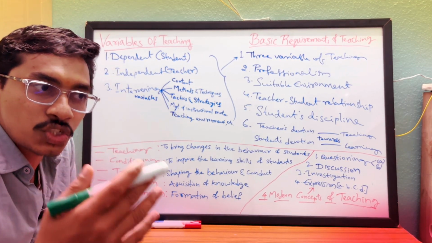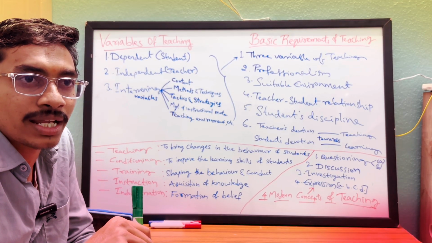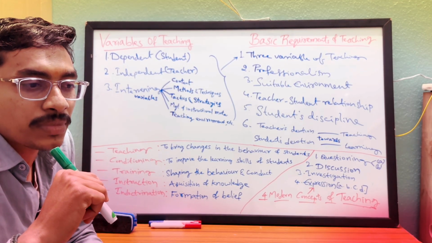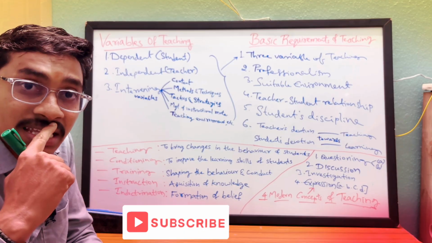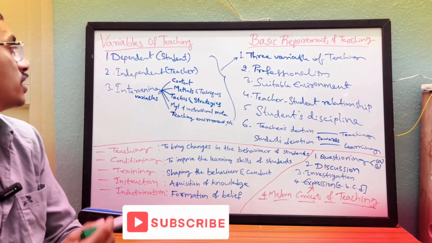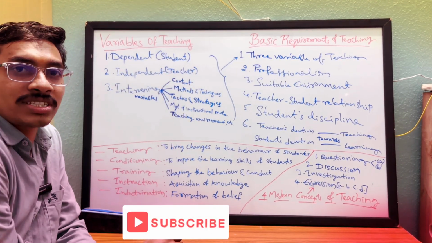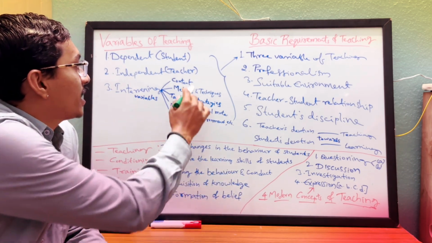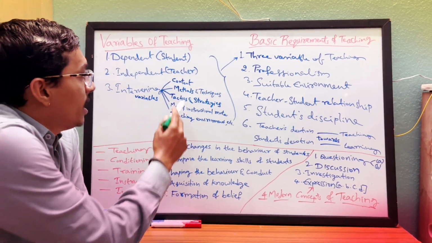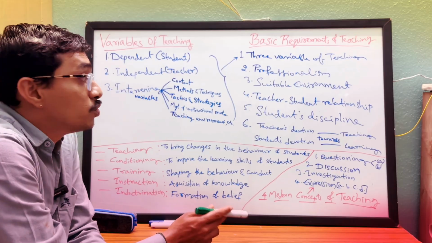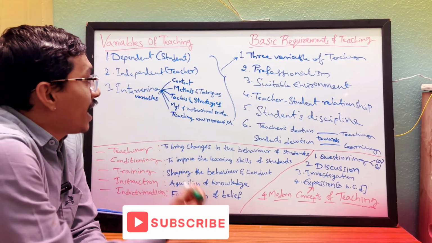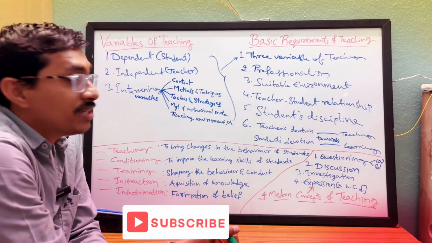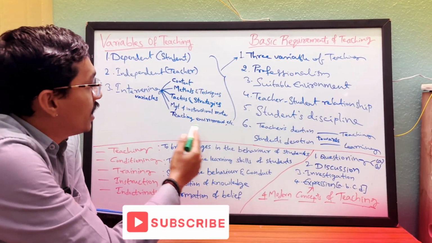That's why the teacher is the independent variable, whereas in order for the teacher to deliver or teach to the student or learner, in between there are some variables. They are called intervening variables. The first and foremost thing is content. What content is being delivered by the teacher to the student? So content becomes the intervening variable. And also various methods and techniques used by the teacher, tactics and strategies, management of instructional material, teaching environment.